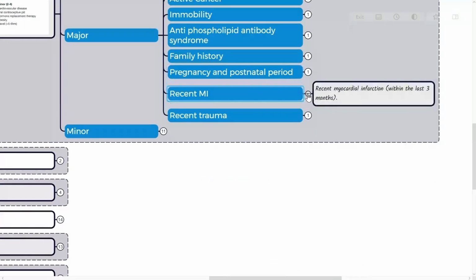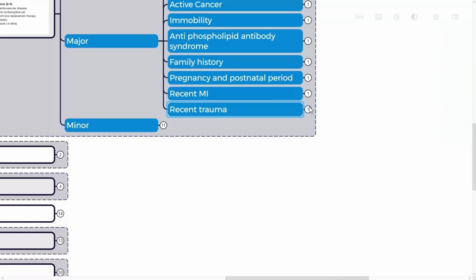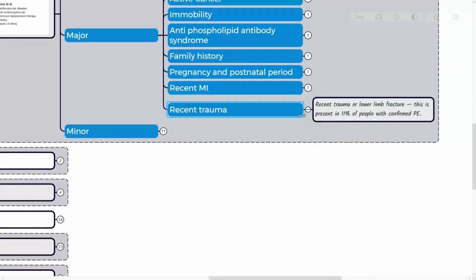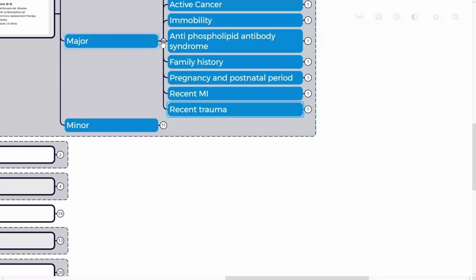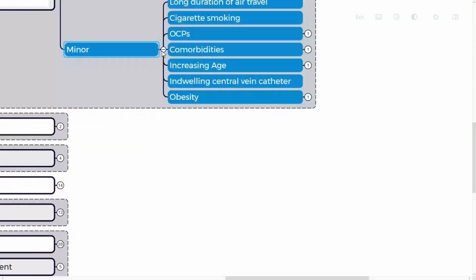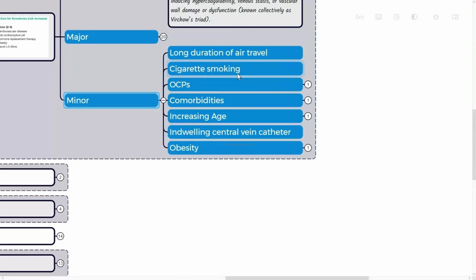Pregnancy and postnatal period, particularly 6 weeks postpartum. The risk of antenatal VTE is 4 to 5-fold higher in pregnant women than in non-pregnant women of the same age, although the absolute risk remains low, at around 1 in 1,000 pregnancies.